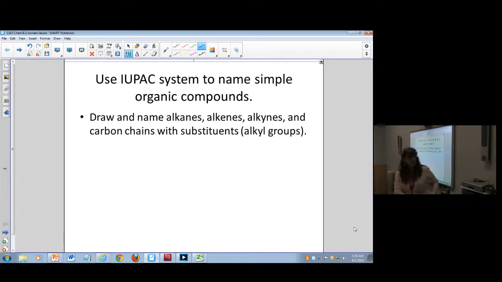Okay, so in the last lesson we started to learn how to do some nomenclature, the IUPAC nomenclature for organic compounds, because organic compounds have their own way of being named. We're going to continue with that to see how to actually name some compounds, and we're going to stick to simple things for the most part. So we'll be talking about alkanes, alkenes, alkynes, and some carbon chains with substituents on them, and how you determine how to name these.